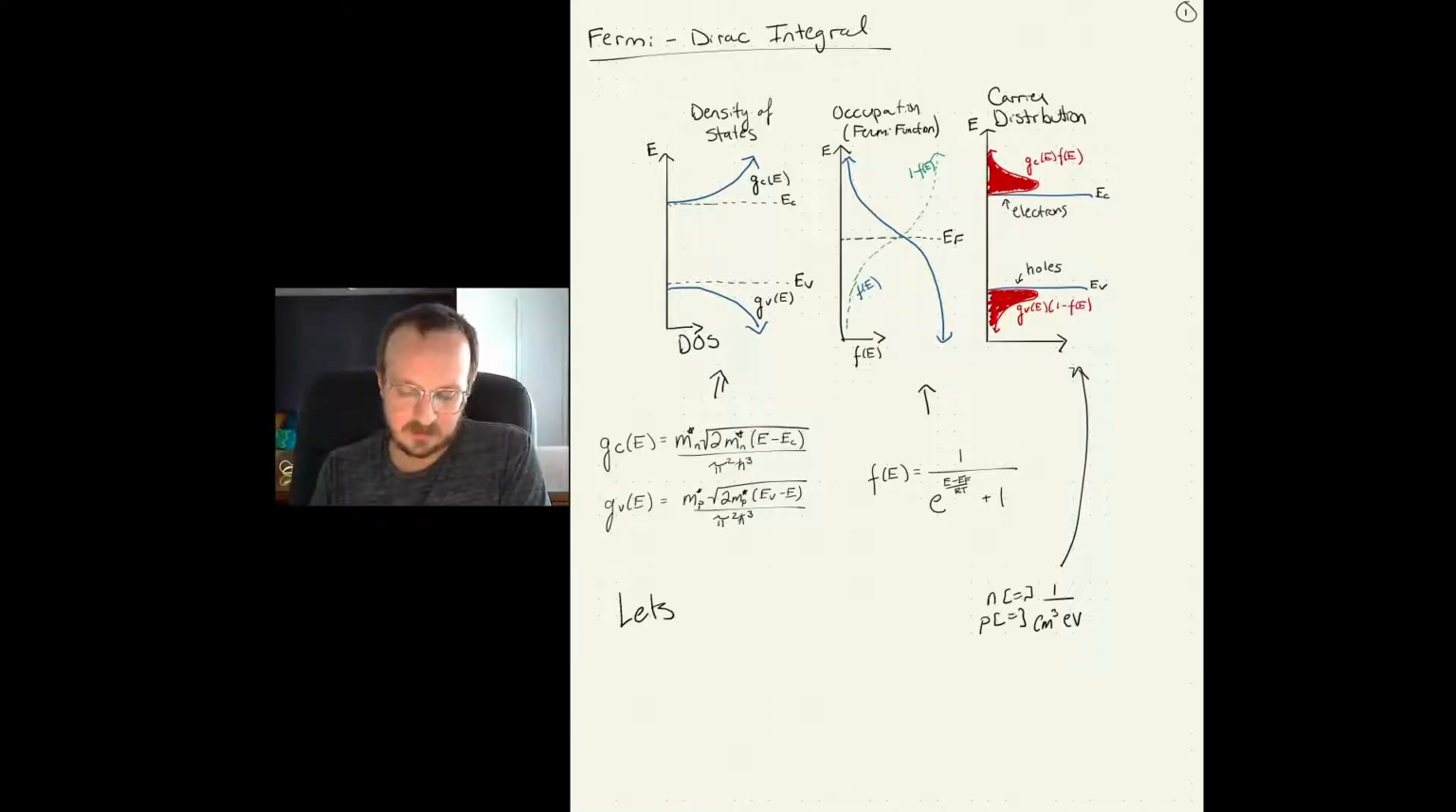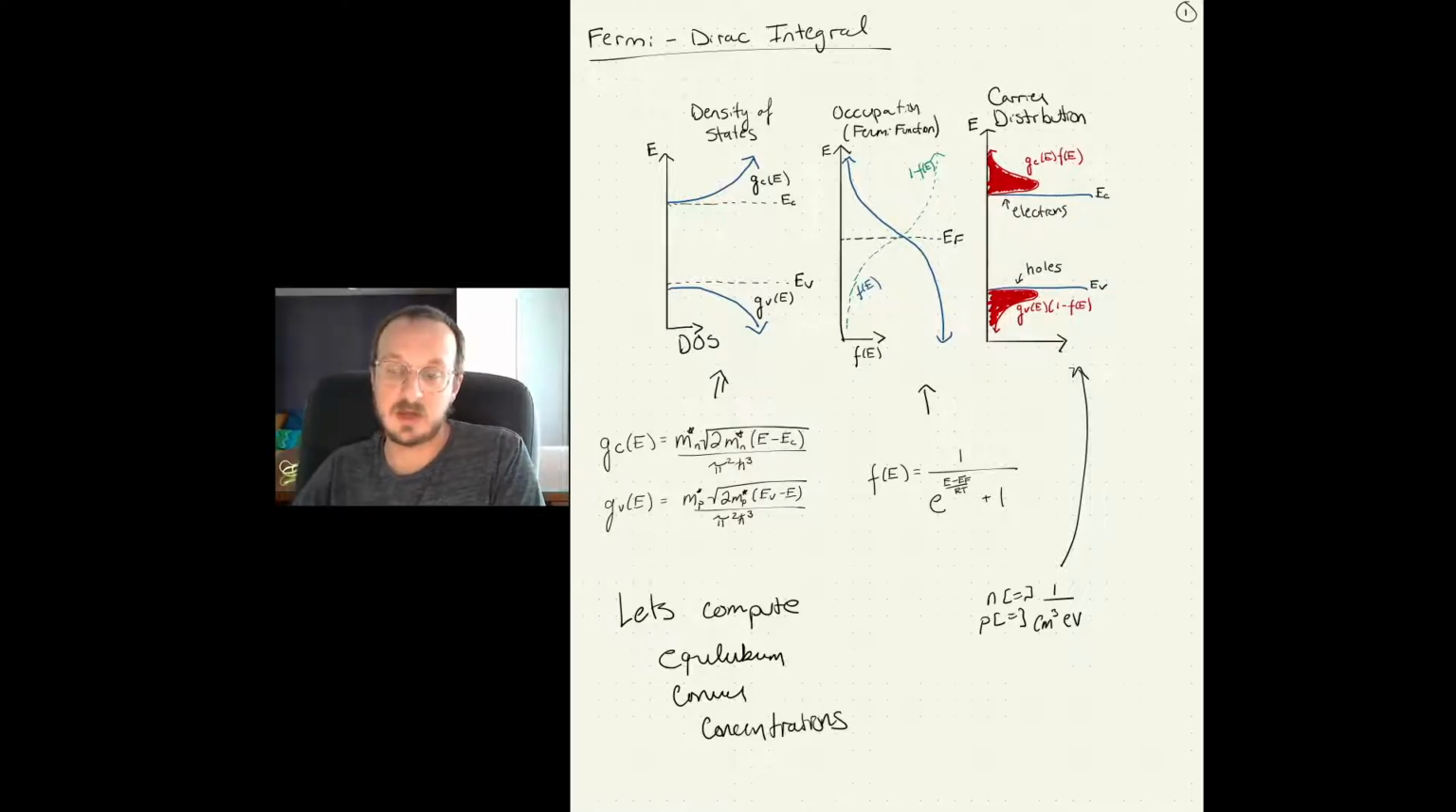And what we want to know is, so let's compute the equilibrium carrier concentrations, okay? So how do we use this distribution and get an equilibrium concentration? And so for that, let's integrate this.